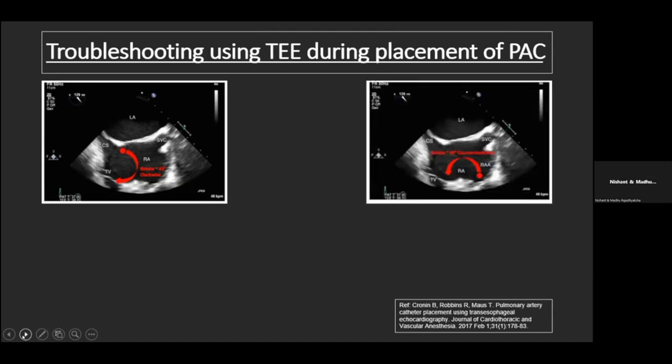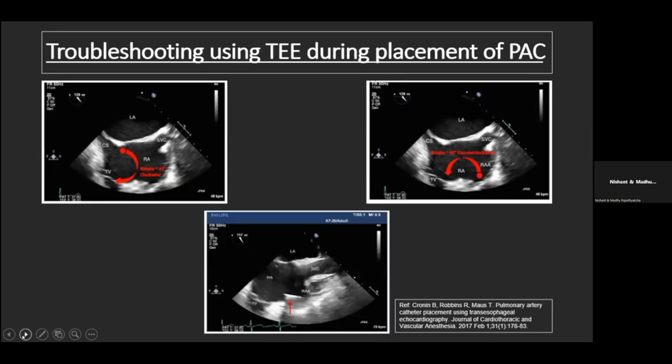In a mid-esophageal modified bicaval view, the catheter indicated in red color is stuck in the right atrial appendage. We should give a counterclockwise torque to direct it to the tricuspid valve. The same image, a third image, shows a pulmonary artery catheter marked by the red arrow trapped in the right atrial appendage.